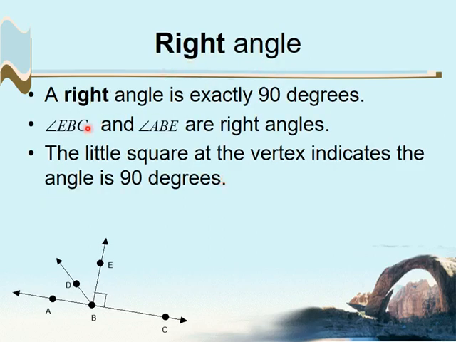Right angle. A right angle is exactly a measure of 90 degrees. Angle ABE or angle CBE is called a right angle. The little square at the vertex indicates the angle is 90 degrees.